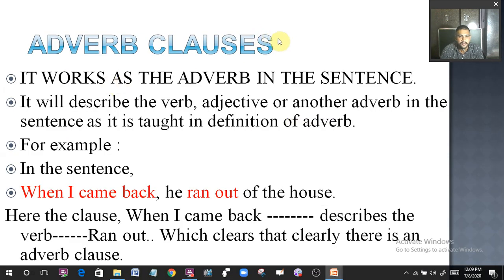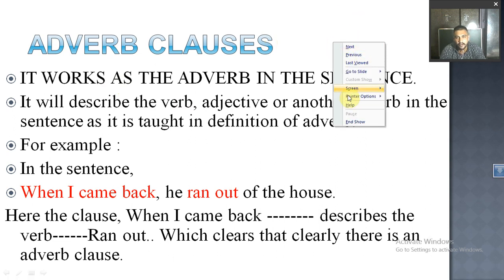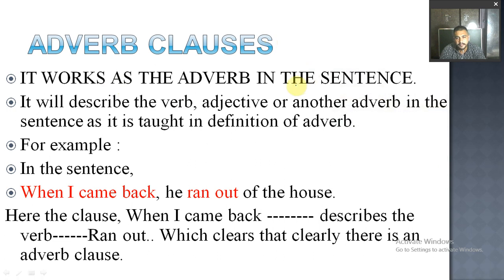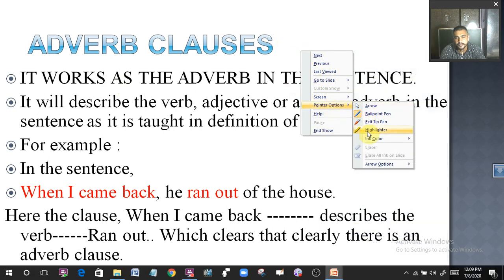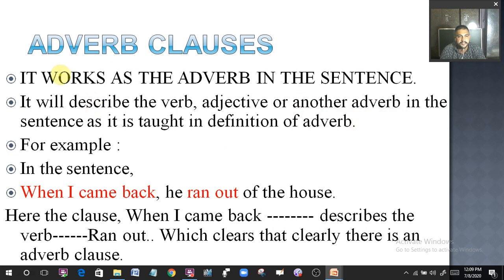You can see that how to make adverb clause. First of all, you need to know how the adverb clauses work. Let me have a better pointer, a highlighter. Yeah, it would be much better. So here you can see that this adverb clause is used to work as an adverb in the sentence.